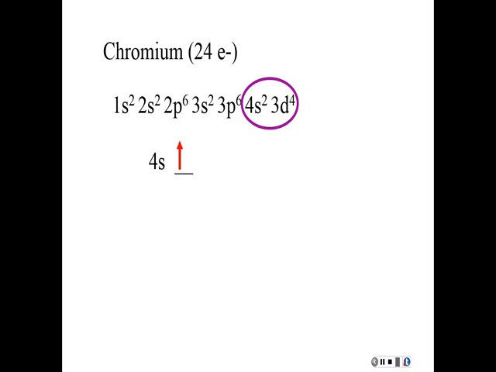So here would be our electrons that we'd be starting with. Here's a 3d, and we'll see the 3d4. All right. Now, how can we get one of those electrons to leave the 4s and go to the 3d?